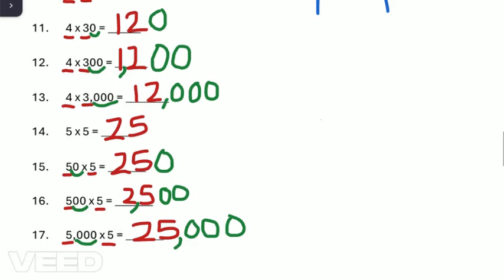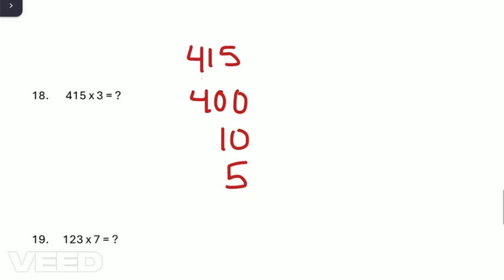Okay, let's move on to number 18, our multiplication problem. 415 times 3. Now, 415 can be split up into 400, 10, and 5. If we split the hundreds, the tens, and the ones, we will get 400, 10, and 5. And what are all those being multiplied by? They're being multiplied by 3. So we do 400 times 3, 10 times 3, and 5 times 3.